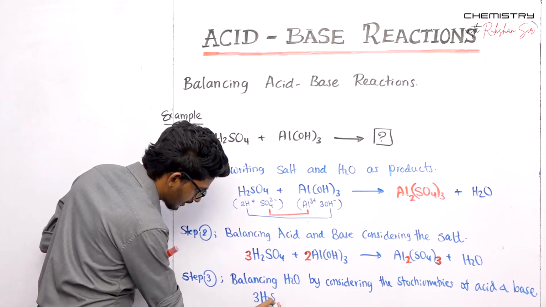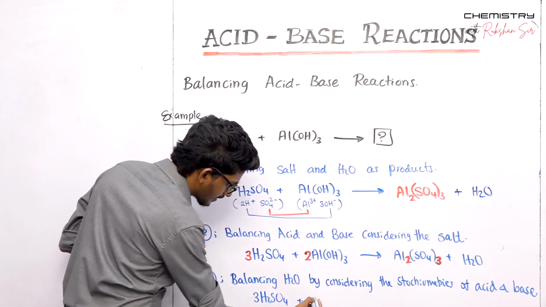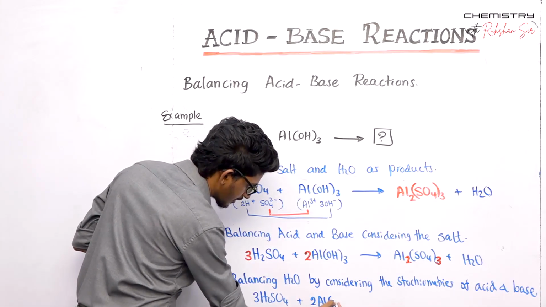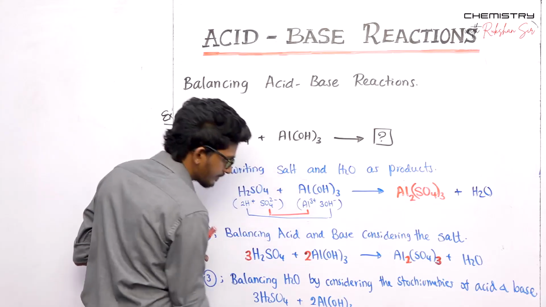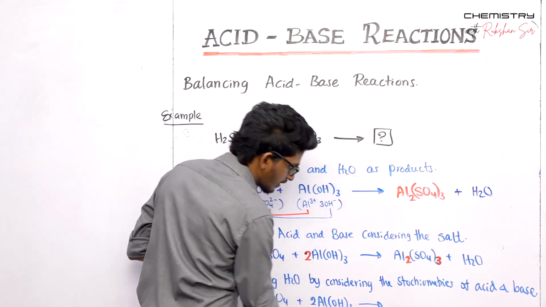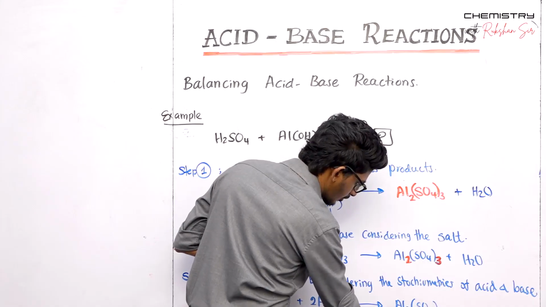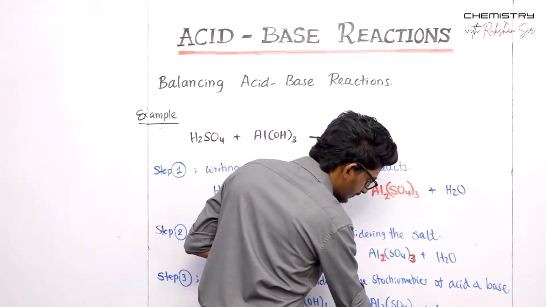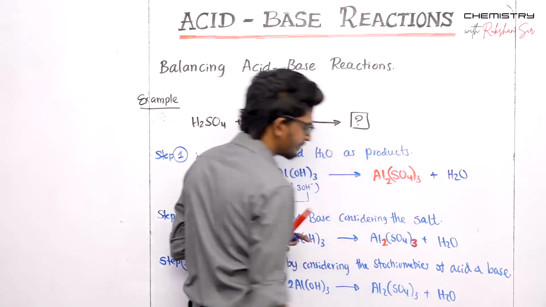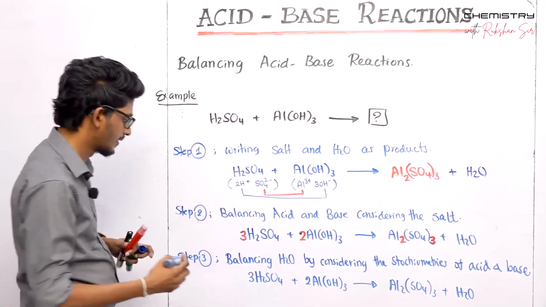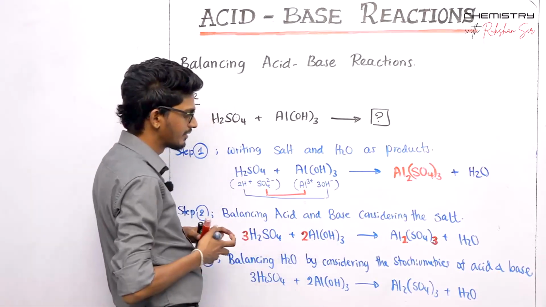Okay, let's balance stuff in. So 3 of H2SO4 is there and 2 of aluminium hydroxide will provide you Al2(SO4)3 and H2O, right? Now the things are balanced.